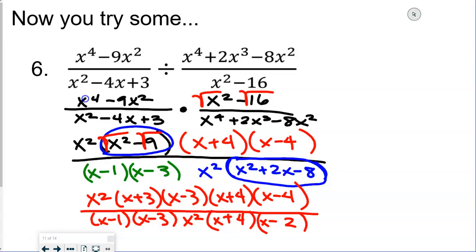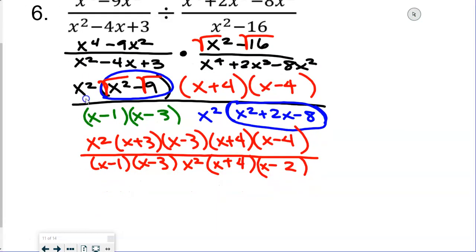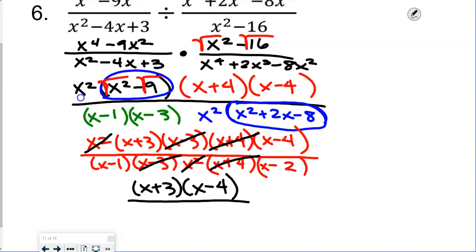Now we can start talking about which values can we x out, right? So I got an x squared here and an x squared there. I don't have an x plus 3 in the bottom, but I do have an x minus 3. And then I have an x plus 4 and an x plus 4. So what do I have left? So I have x plus 3, x minus 4 over x minus 1, x minus 2.